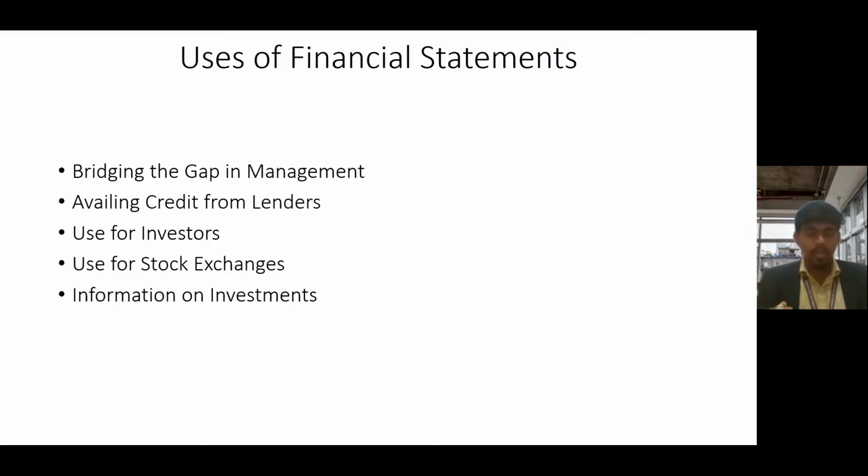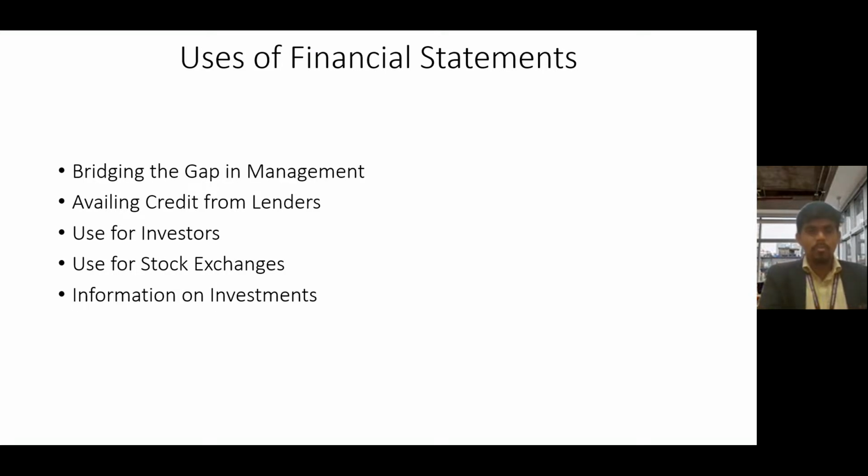I can give you an example: when your parents give you 100 rupees, they will ask what you did with the 100 rupees. Give me the proper calculation, the proper account for that money. What activities did you do with it? Likewise, investors can also get information on what a company did with their investments. So these are the uses of financial statements.